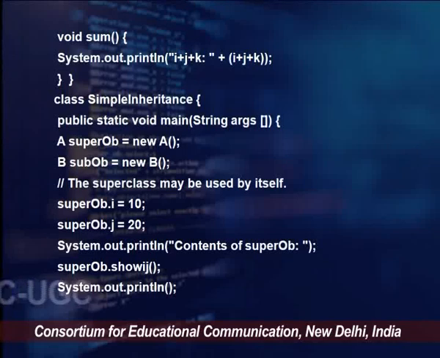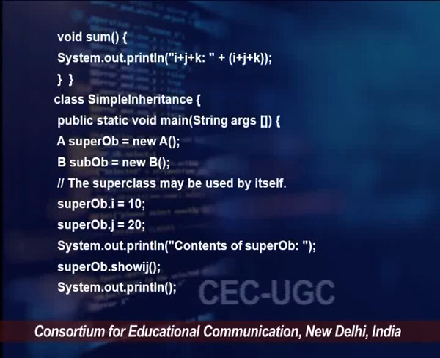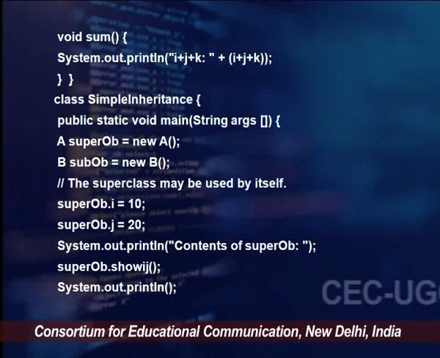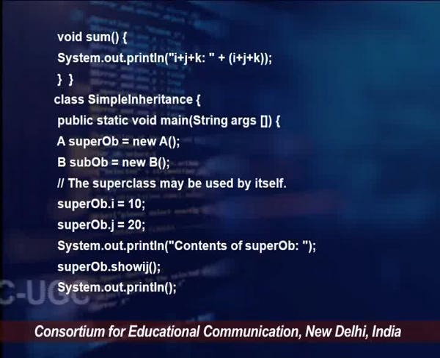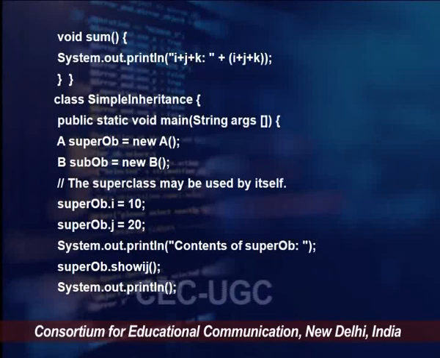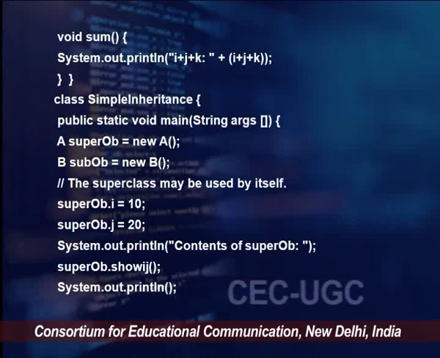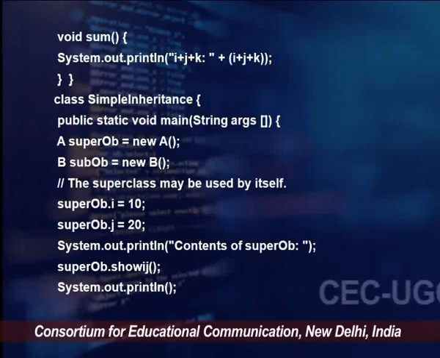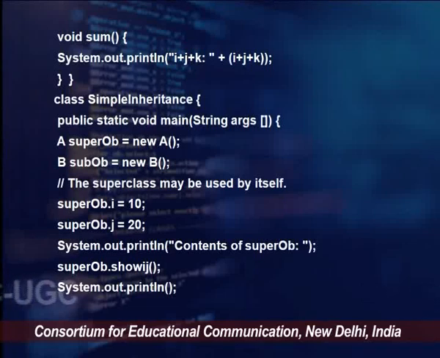And then by calling show ij, which is a function defined inside A, we are going to print the values of the variables I and J. This can be done by super OB dot show ij, where show ij is the method which is printing the values of I and J, and super OB is nothing but the reference variable which we have just created, and it is pointing towards an object of A.